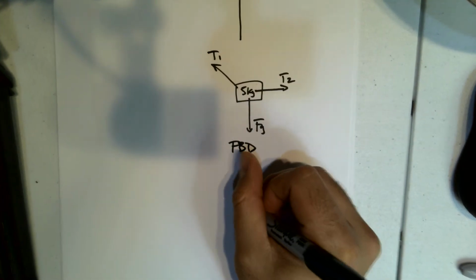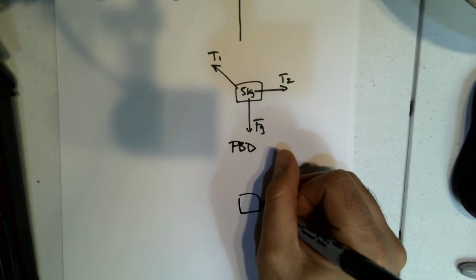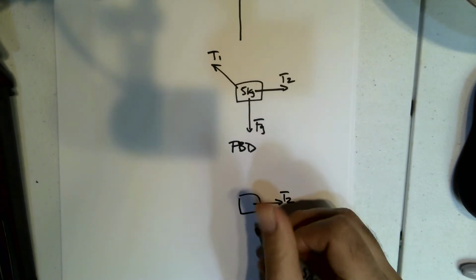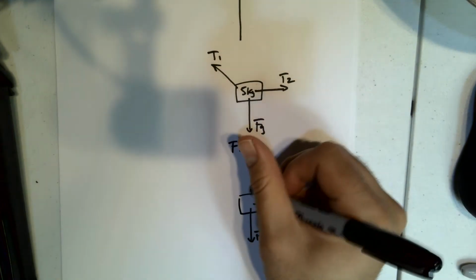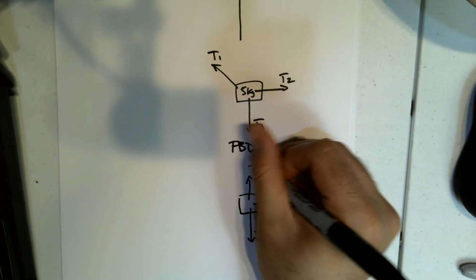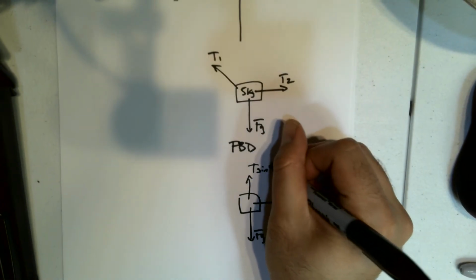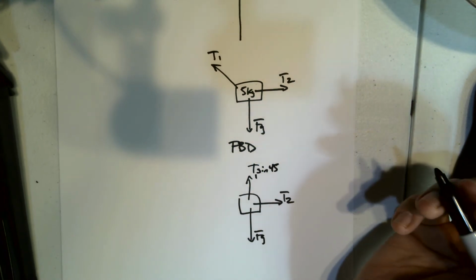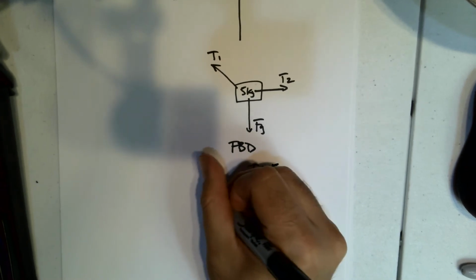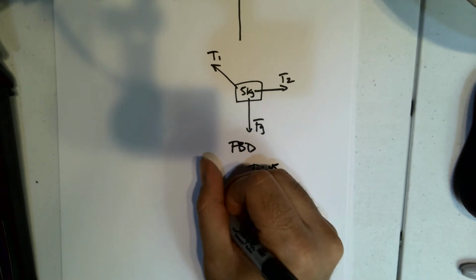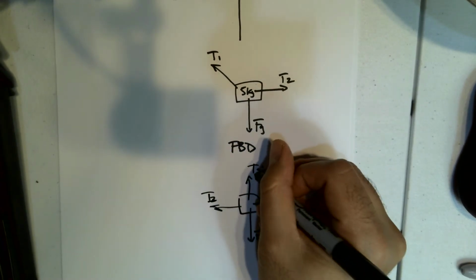So what I want to do is break that down into components. I can leave T2 alone, that's directly to the right. I can leave Fg alone, that's directly down. But this one would have a component upwards of T1 sine 45. Now I don't even know what T1 is, but I know it would be T1 sine 45. And this would be T2, no, sorry, there's also T1. That kind of looks like a 1, right? Let me write my 1s like that.